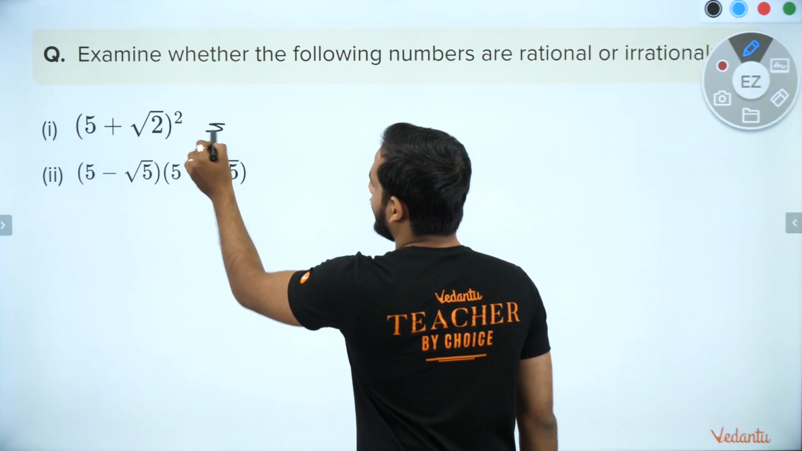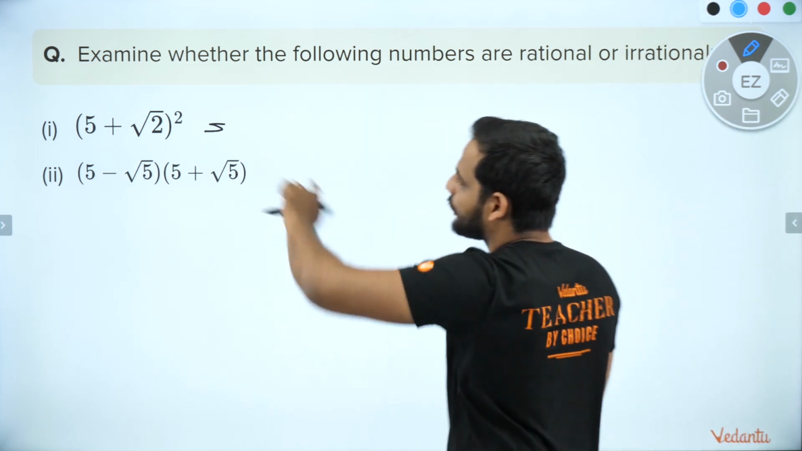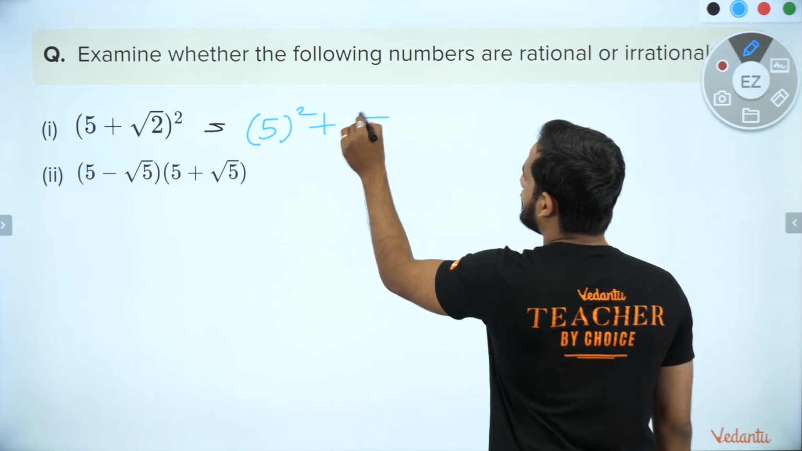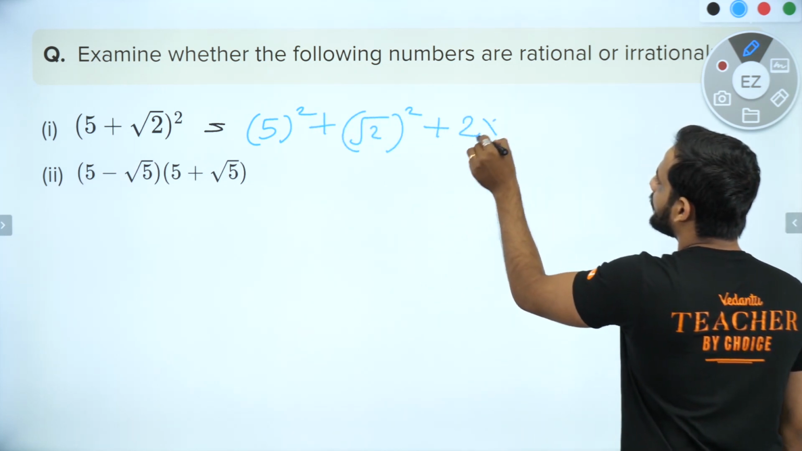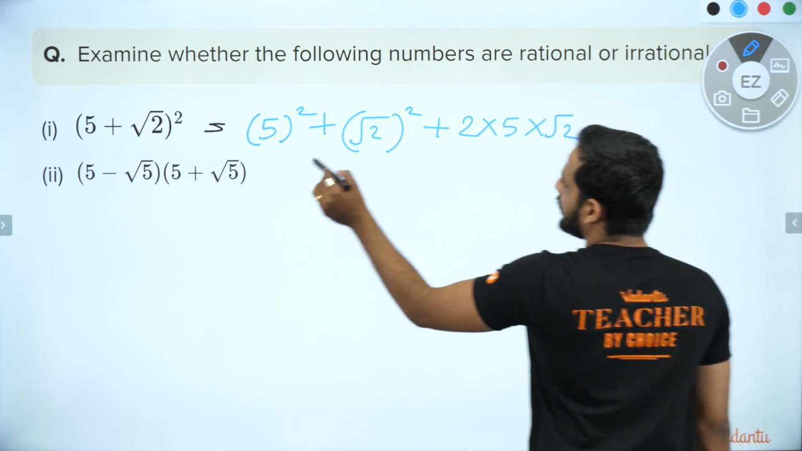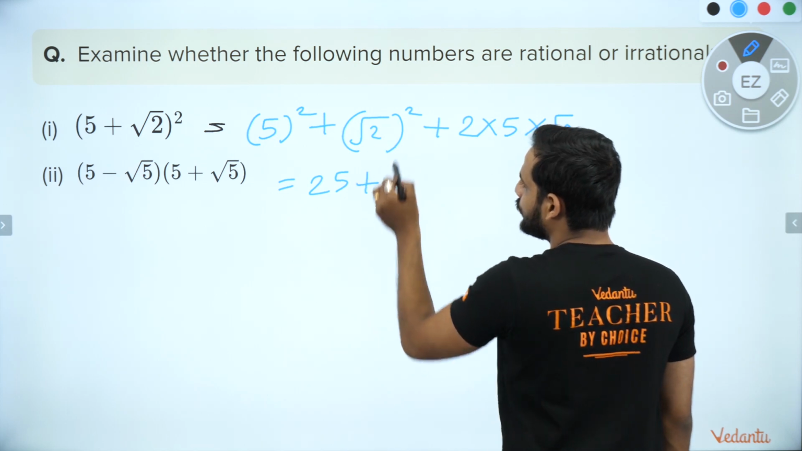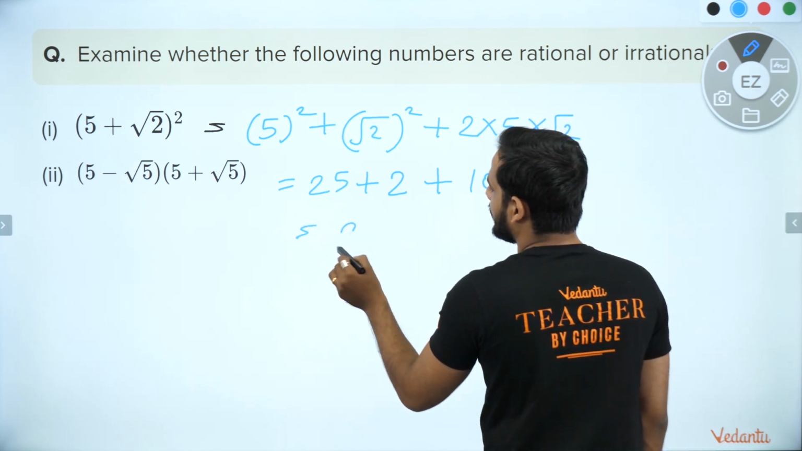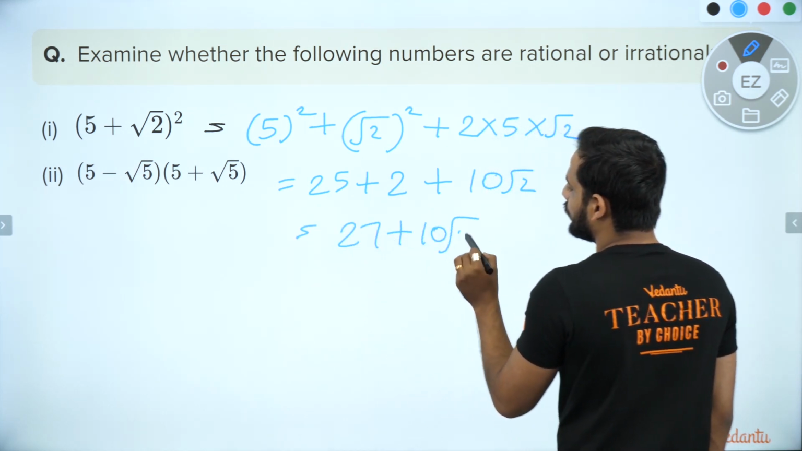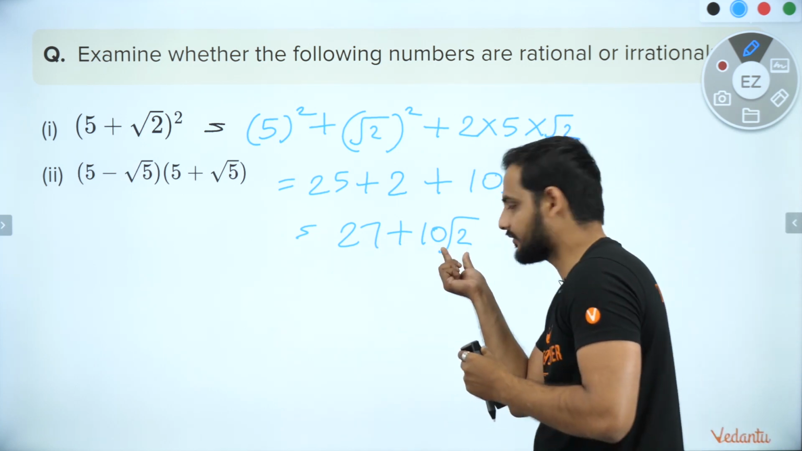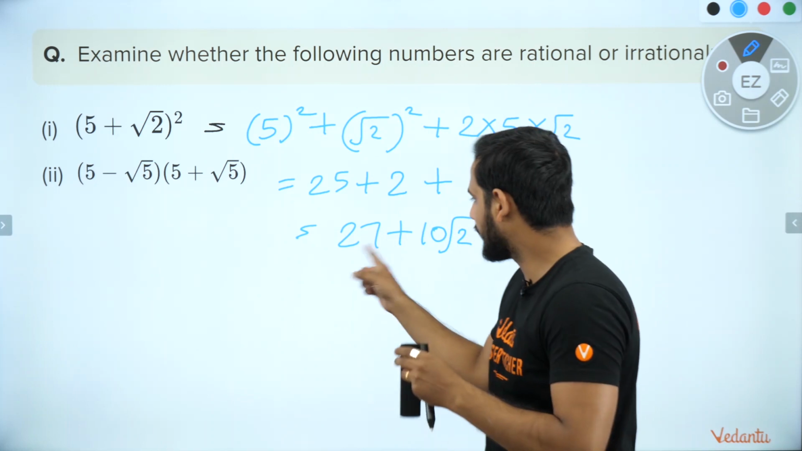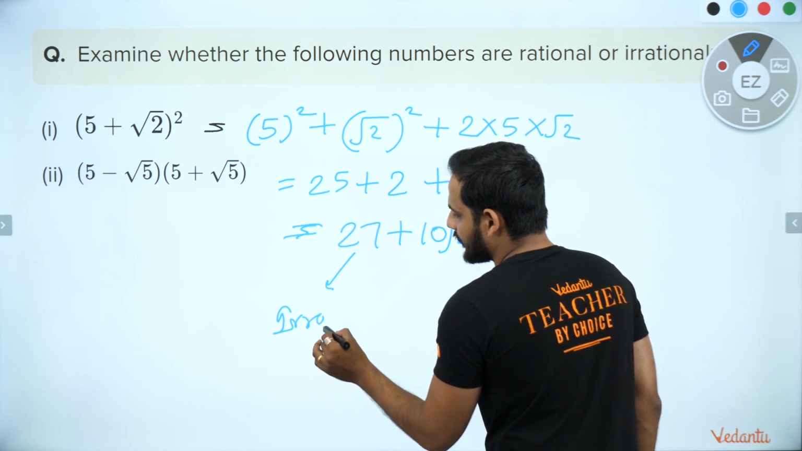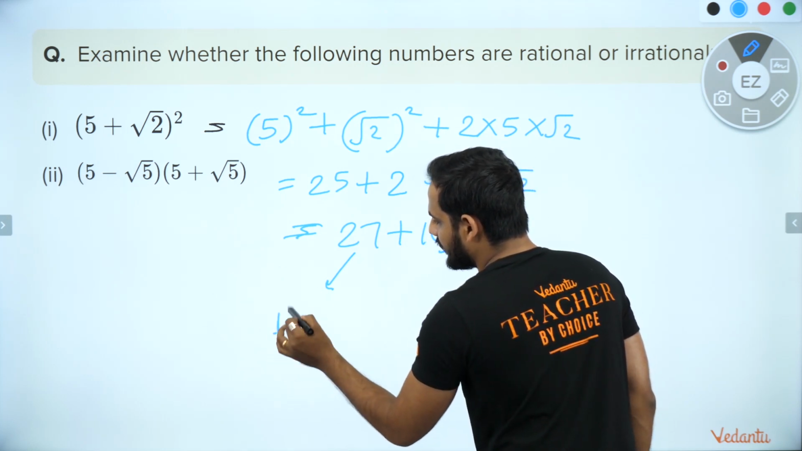So let's solve this part. As all of you know, I can use (a plus b) whole square, which is a square plus b square plus 2ab. So 5 square is 25, plus root 2 square is 2, plus 2 into 5, 10 root 2. I can add the first two numbers, so I will get 27 plus 10 root 2. Now you cannot add these two, because root 2 can be added with root 2 only. Now in this number, 27 is a rational number.